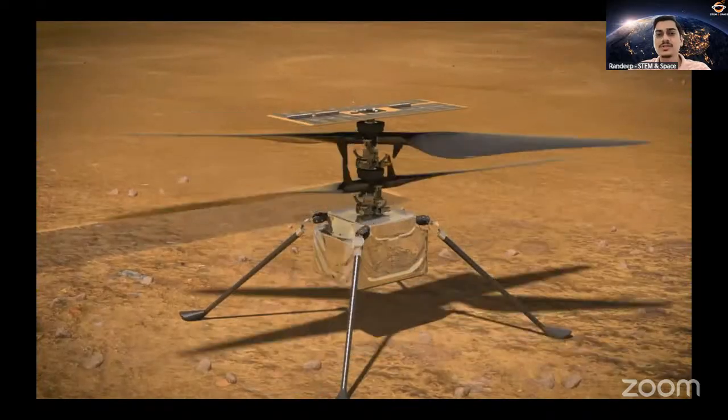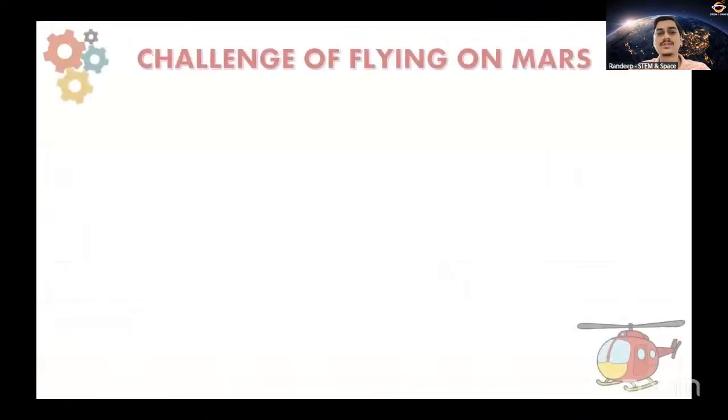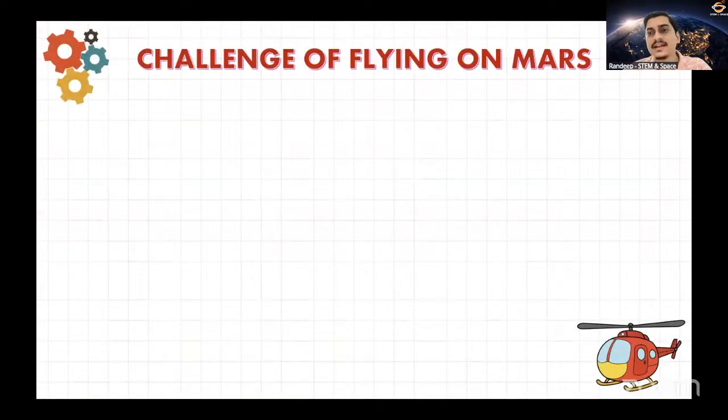So let's just quickly have a glimpse into how they actually managed to send a helicopter on Mars. That's because there's a big challenge of flying on Mars. Can you just let me know in the chat what is that big challenge which is actually there, especially for a vehicle like a helicopter on Mars?